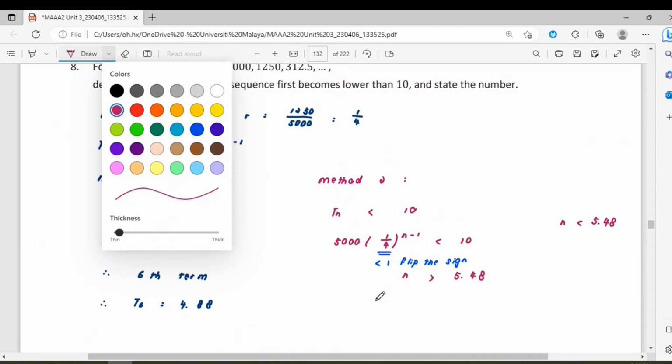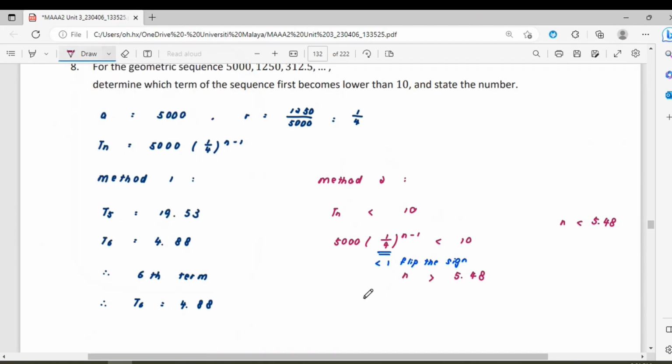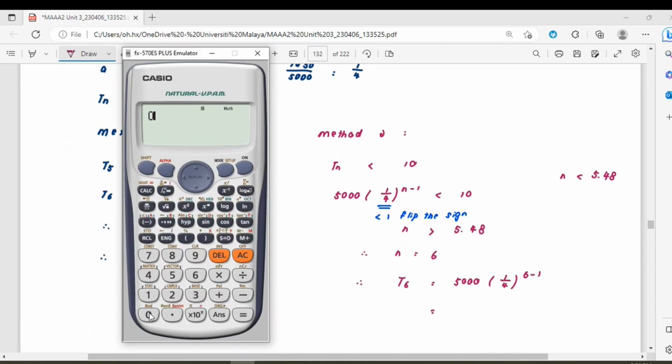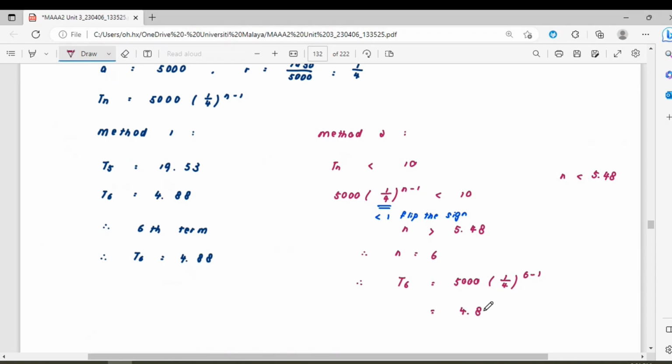So n is greater than 5.48. So that's why you can get n equals to 6, which is exactly the same answer as we have just now. So substitute: 5,000, 1/4, power 6 minus 1. From that, you can just key that in your calculator. So 5,000, 1/4, and then power 6 minus 1, which is 5. From there, you can get 4.88. All right, so that's the question here.